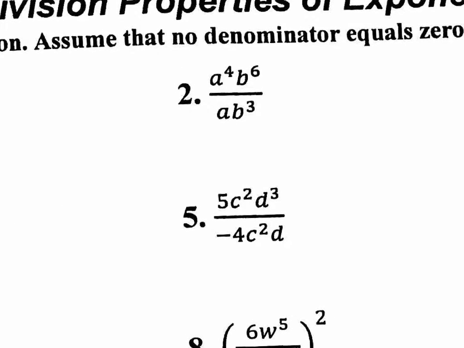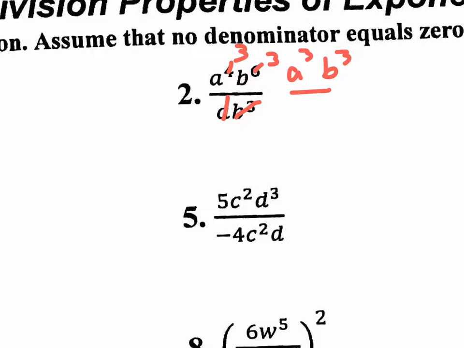Number 2, the a's cancel, right? Because there's one a down here that cancels out with one of these 4, and there's going to be 3 left over up on top. Now all 3 b's on the bottom cancel out with 3 of these, and there's going to be 3 left over up on the top. Now if you think about this, what's left over up on top? There's an a to the third and a b to the third.